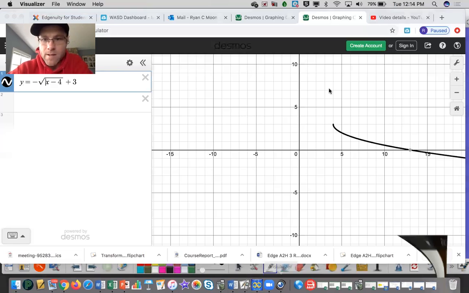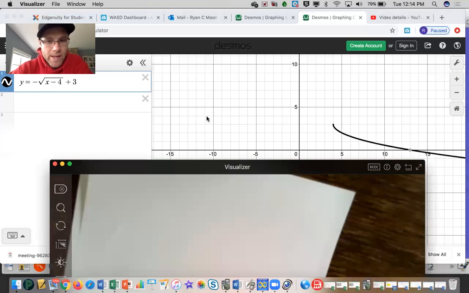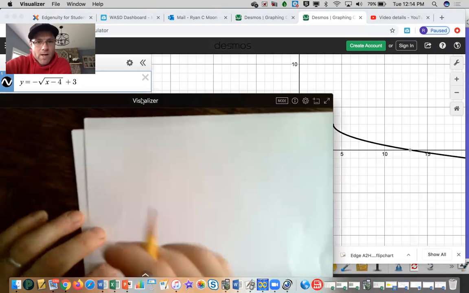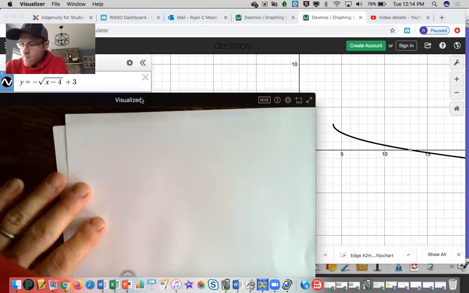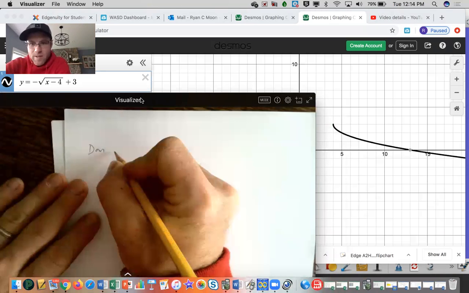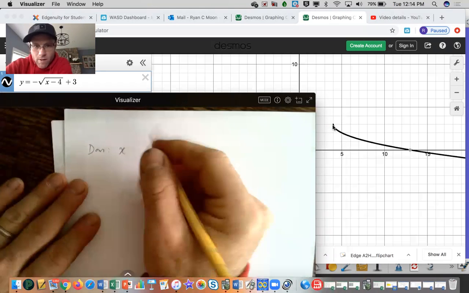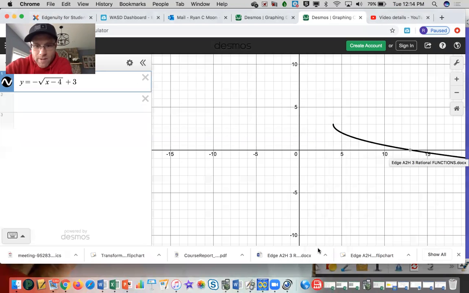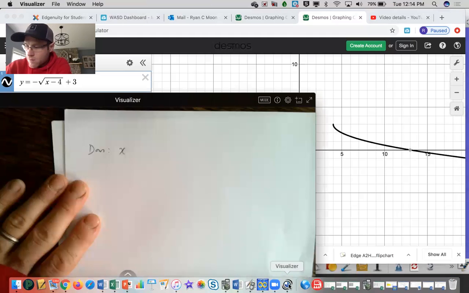So for the domain of this graph, what I know is my x's have to be over here. This is 4 for x, right? And they're always going to the right. So my x's have to be greater than or equal to 4.